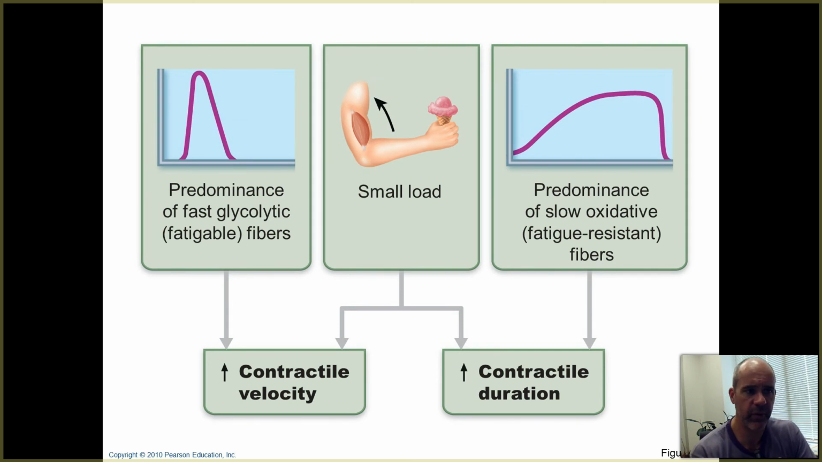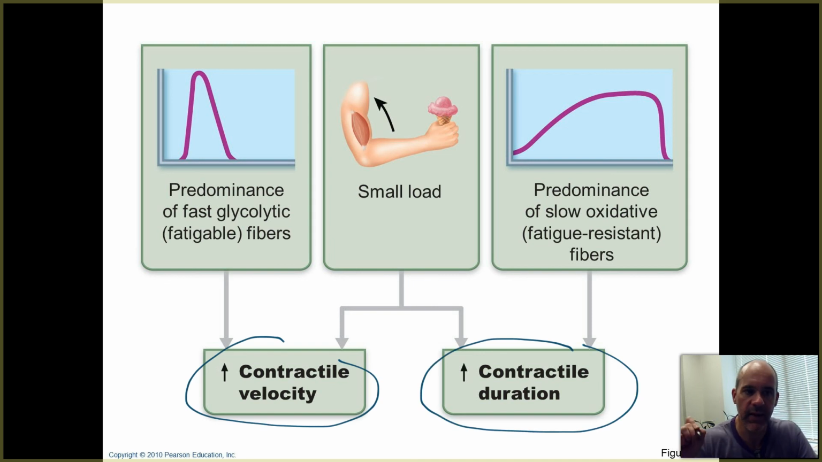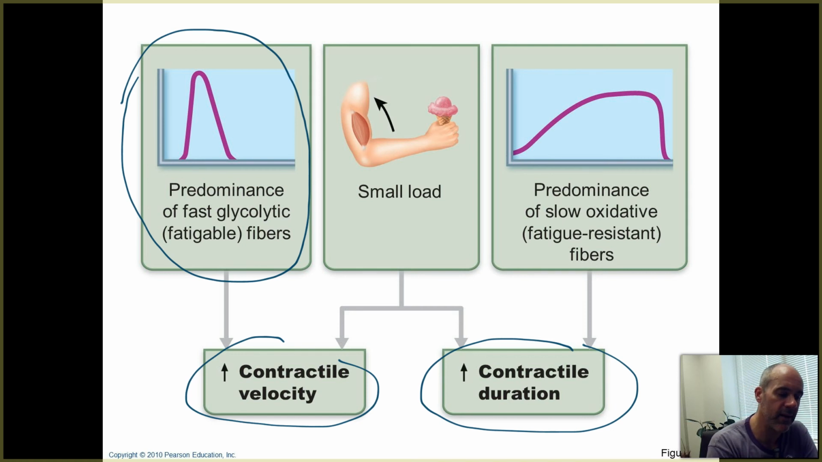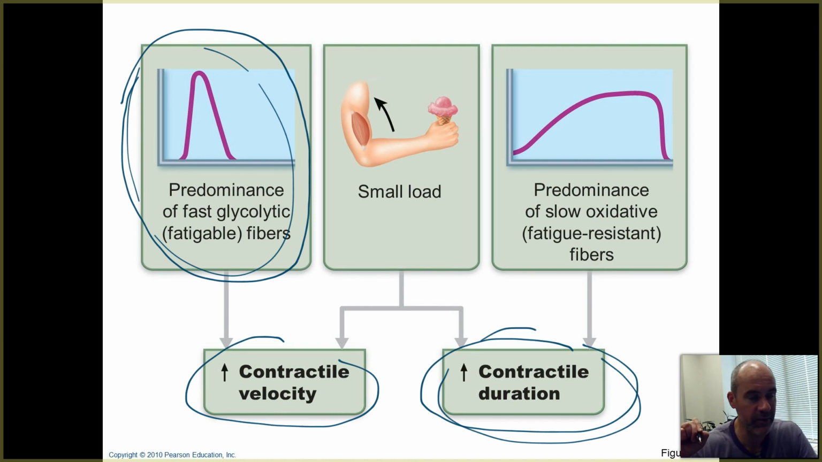This is a little diagram from your textbook which is showing you different things that influence contractile velocity, how fast you can do contractions in muscle fibers, versus contractile duration. How long can you keep contracting a muscle fiber? How long can you keep doing that actin and myosin cross bridging? And all right, notice over here dominance of fast glycolytic fatigable fibers being used. Yes, they're fast, but you don't see an arrow from here on the contractile duration side, because those fibers don't work for a long period of time. They wear out pretty quickly.